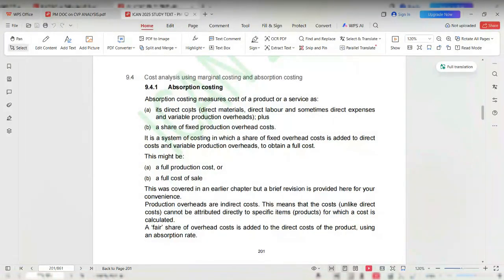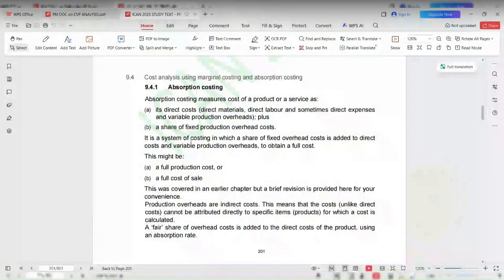So absorption costing is just a system whereby we have direct cost, and after we have direct cost, we still have some fixed production overhead. We are now trying to reapportion or share those fixed costs on the direct cost we have already gotten. So it is a system in which a share of fixed overhead cost is added to direct cost and variable production overhead to obtain a full cost. This might be a full production cost or full cost of sales.